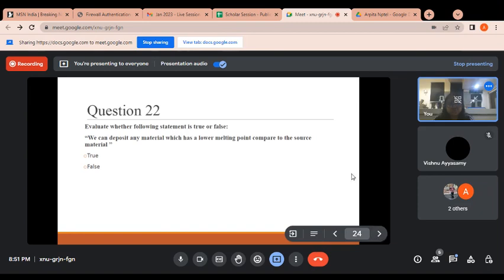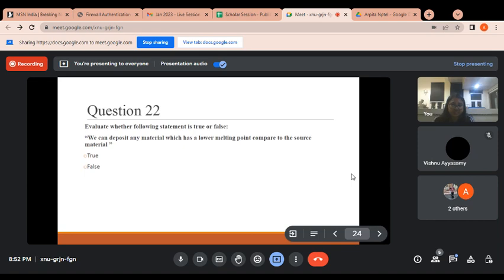Next question, question number 22. Evaluate whether the following statement is true or false. We can deposit any material which has a lower melting point compared to the source material. Is it true or false? Vishnu? Ma'am, it's correct.